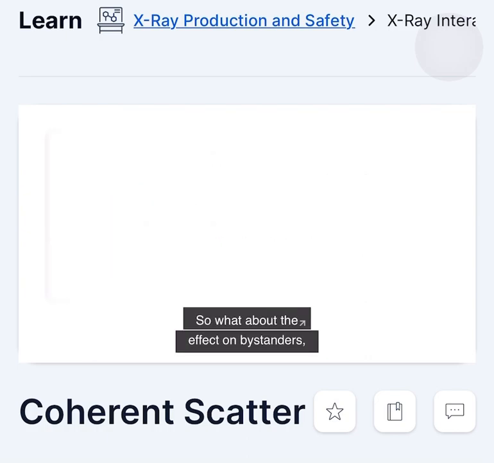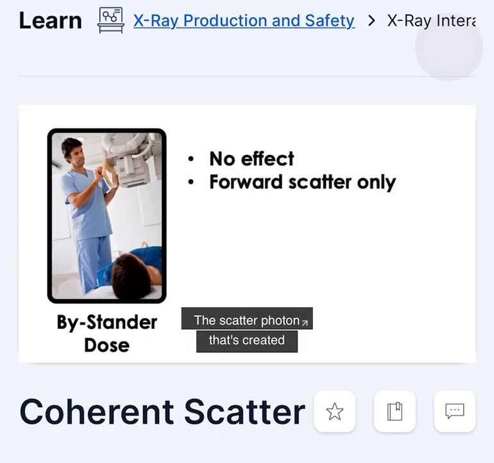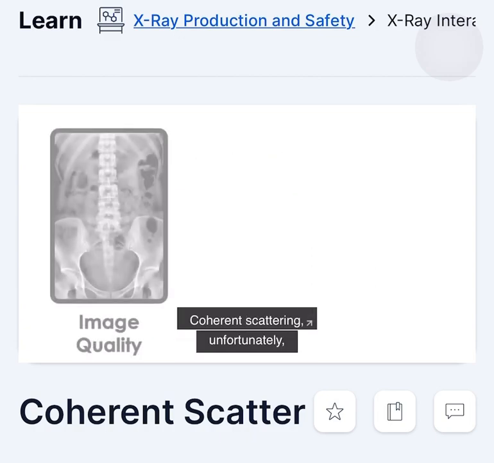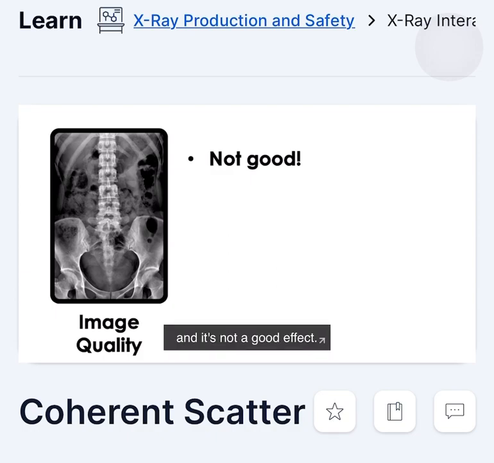So what about the effect on bystanders, like the radiographer? Once again, there's no effect. The scatter photon that's created is almost always forward scatter, which means it's directed towards the image receptor and not backwards towards bystanders. Coherent scattering, unfortunately, does have a small effect on image quality, and it's not a good effect.